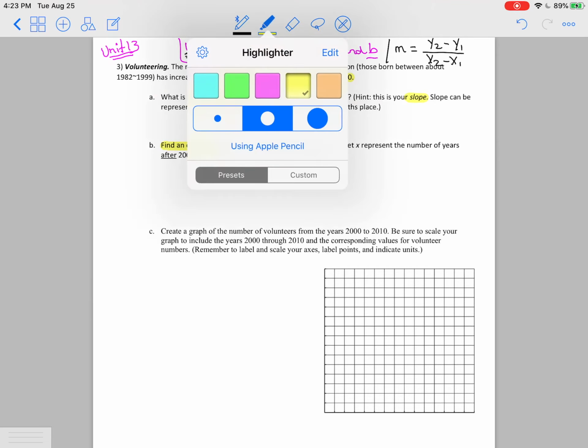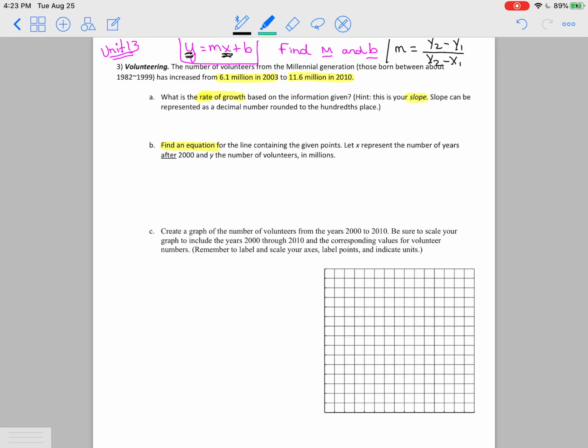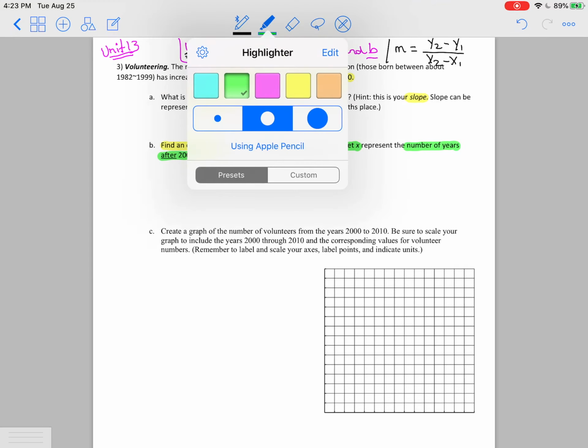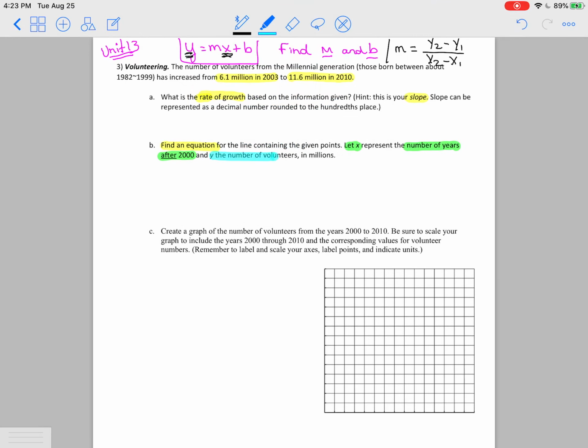It also helps us with defining our variables here. It's asking us to let x represent the number of years after 2000. Okay, that's important, that word after 2000. And then y is going to be the number of volunteers in millions.